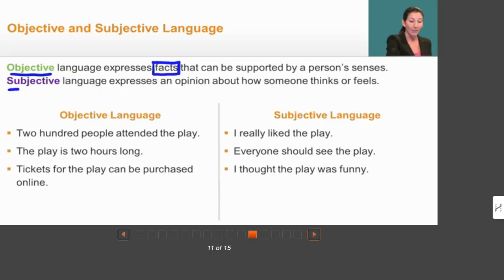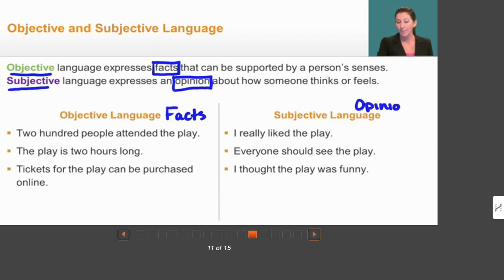Now, on the flip side of that, you have subjective language, which expresses an opinion about how someone thinks or feels. You see the difference? Now we're talking about opinions, and opinions are not true for everyone. They vary depending on our feelings, our beliefs, and the way we think. So I want you to connect objective language with facts and subjective language with opinion.